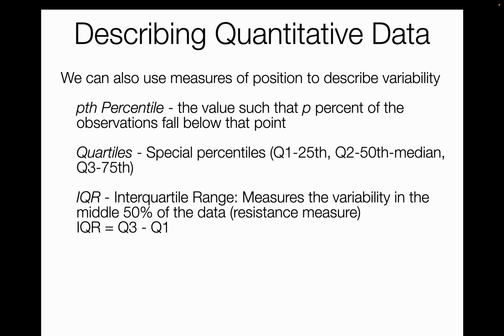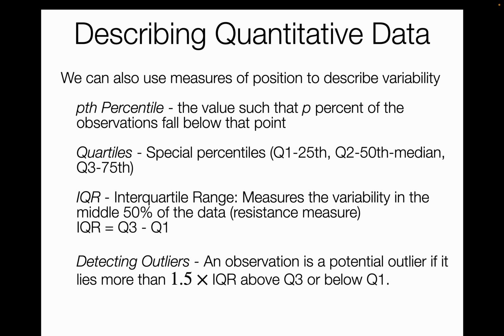Now, the IQR is just a number, and it tells us about variability. Like other measures of variability, it has to be positive unless all of the data points are the same. So the IQR is going to be positive, and the larger the IQR, the more variability that exists in the data, like the other ones. But the IQR can also be used for something else, and that something else is detecting outliers.